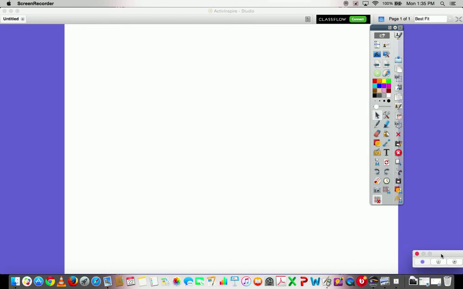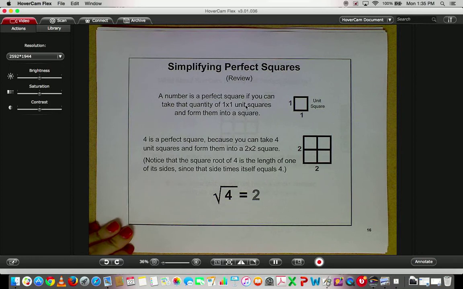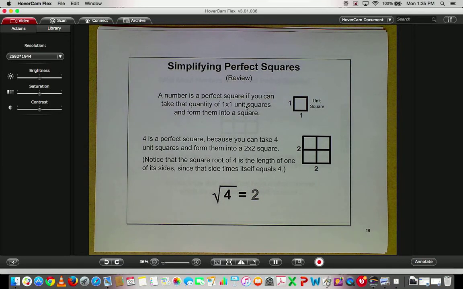Okay, so last time we were in class, we talked about square roots of variables. So today we're going to talk about taking the square root of numbers. This is just reviewing what a perfect square is. So we're going to write a list of squares that we know.